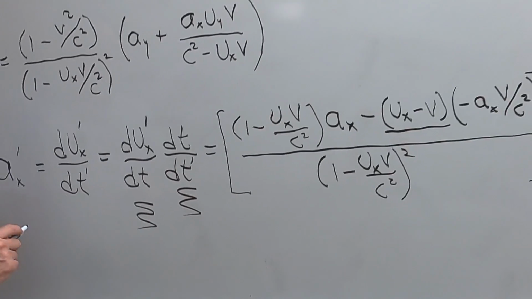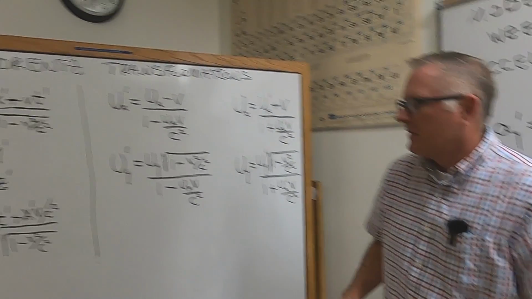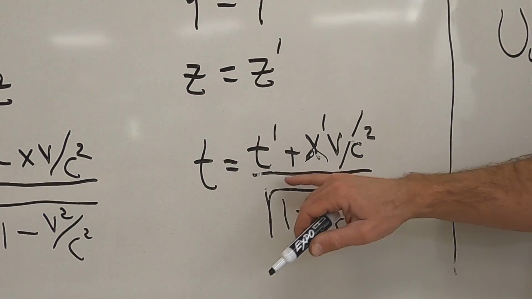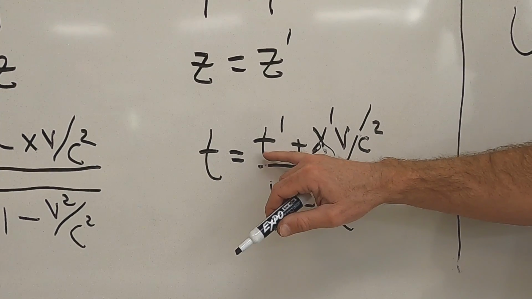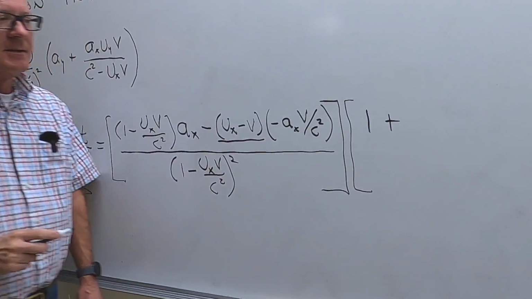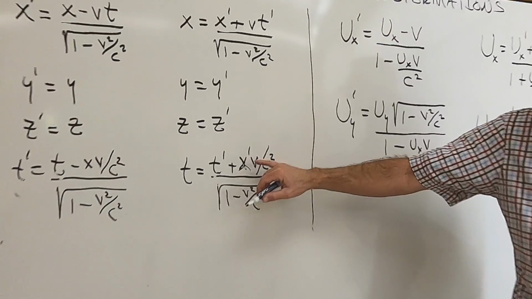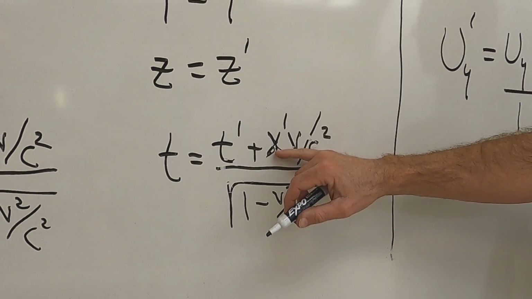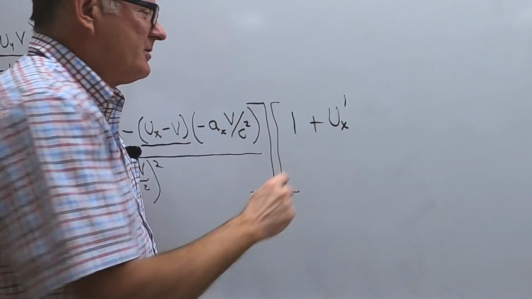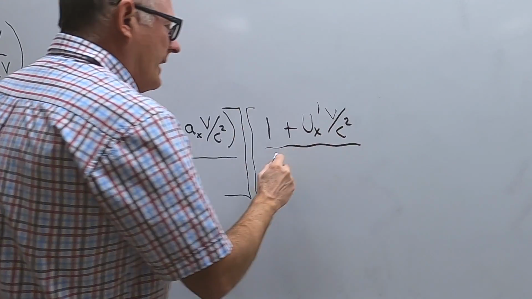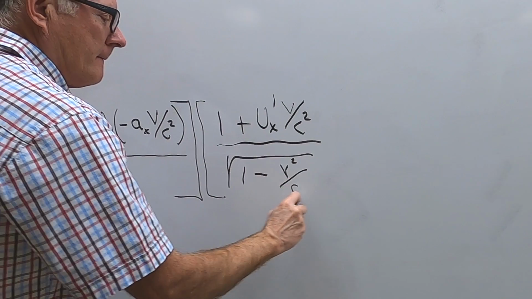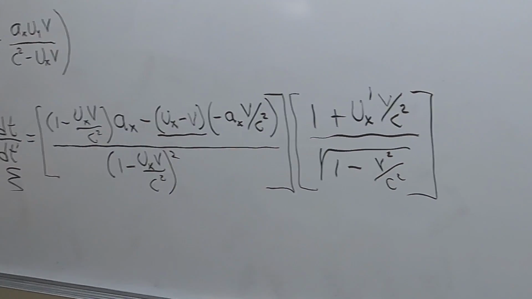Now we just have to multiply it by that term, dt/dt prime. So where's t? t is right there. We want to take the derivative of that with respect to t prime. This is all a constant, so the constant's still there, but the derivative of the numerator with respect to t prime is 1, plus, taking the derivative, v over c squared is constant, and the derivative of t prime with respect to itself is ux prime. So it's 1 plus ux prime v over c squared, divided by the square root of 1 minus v squared over c squared. So there are those two terms.